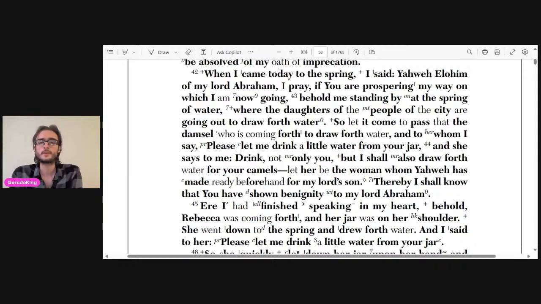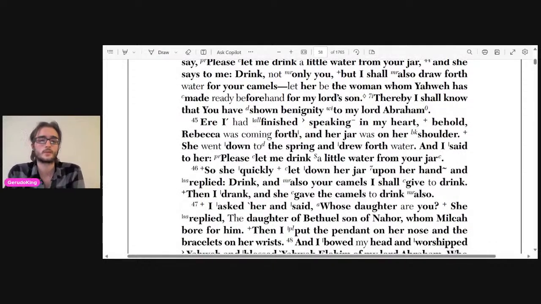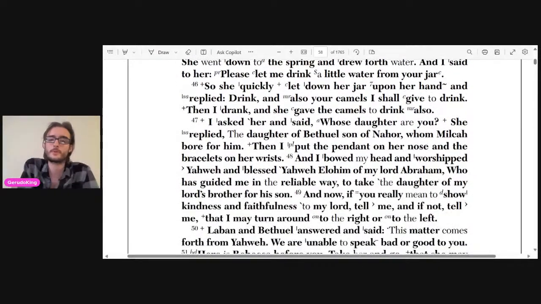Ere I had finished speaking in my heart, behold, Rebekah was coming forth, and her jar was on her shoulder. She went down to the spring and drew forth water. And I said to her, please, let me drink a little water from your jar. So she quickly let down her jar upon her hand and replied, drink, and also your camels I shall give to drink. Then I drank, and she gave the camels to drink also. I asked her and said, whose daughter are you? She replied, the daughter of Bethuel, son of Nahor, whom Milcah bore for him.